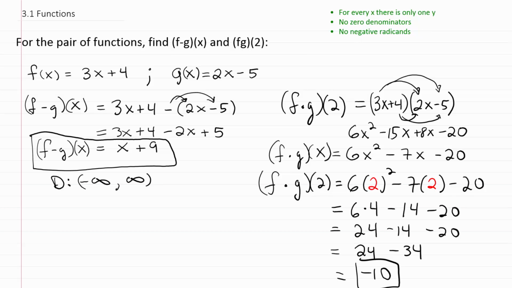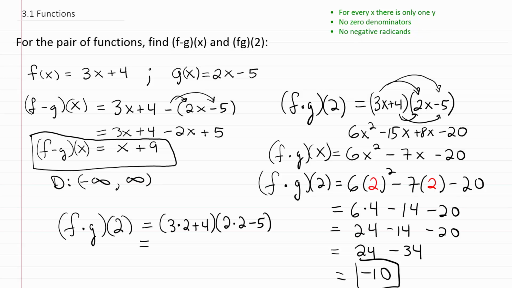And the way we could do it another way is to simply say, when we had that f times g of 2, we could have actually just plugged the 2 in right away. In other words, we could have said 3 times 2 plus 4, right? So instead of having 3 times x plus 4, 3 times 2 plus 4 times 2 times 2 minus 5. And what's nice about that is then, this is all just simple arithmetic. 3 times 2 is 6, and 6 plus 4, of course, gives you 10, right?